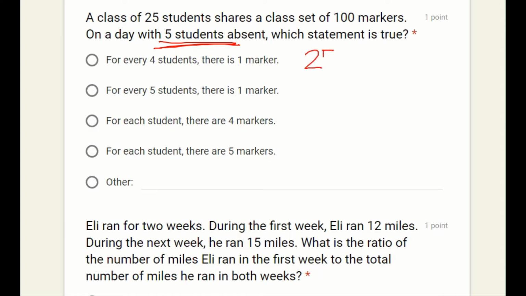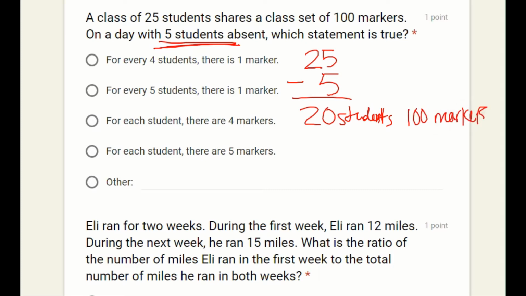So we're going to have 25, and then we're going to take away the students that are absent, which is 20 students. So now instead of 25 students sharing 100 markers, we're going to have 20 students sharing 100 markers. So if we look at our answer choices, it looks like they're using ratio language because it says for each, and I see for each, for every, that's ratio language. And then it looks like they simplified it because I don't see my 20 and 100 in these answer choices.